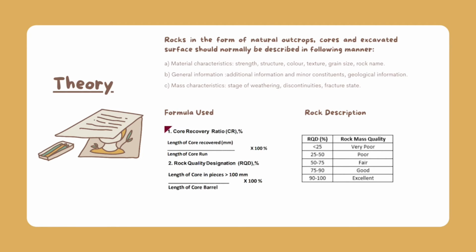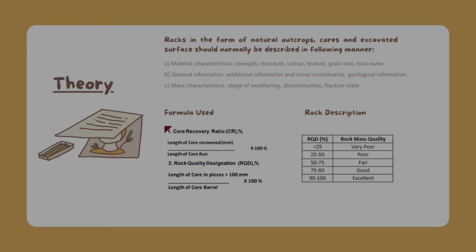After we get the value of RQD from calculation, we can know the quality of this rock mass by referring to the table. For example, if the RQD value of the rock mass is less than 25%, then the rock mass quality is very poor. But if the RQD value of the rock mass is between 90 to 100, that means this rock is excellent.